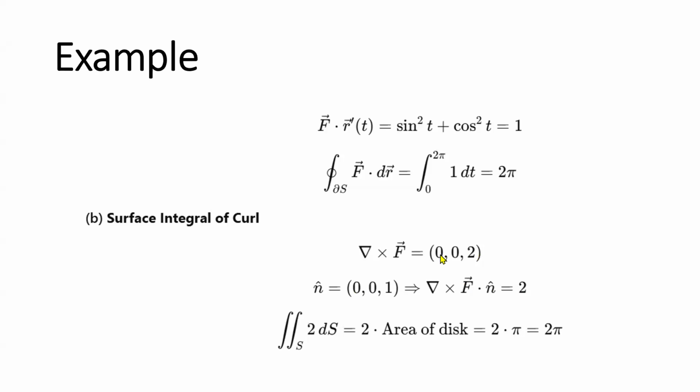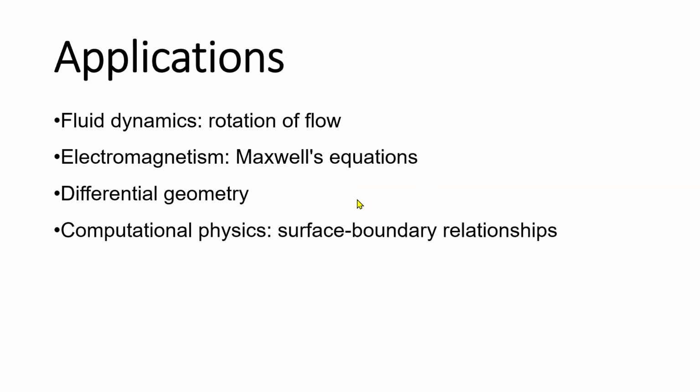After we calculate the whole thing, we get 2 times the area of the disk, which is pi r squared with r equal to 1. So we get 2 pi. Both are equal, so the line integral and the surface integral, the left-hand side and the right-hand side of Stokes theorem, are validated.